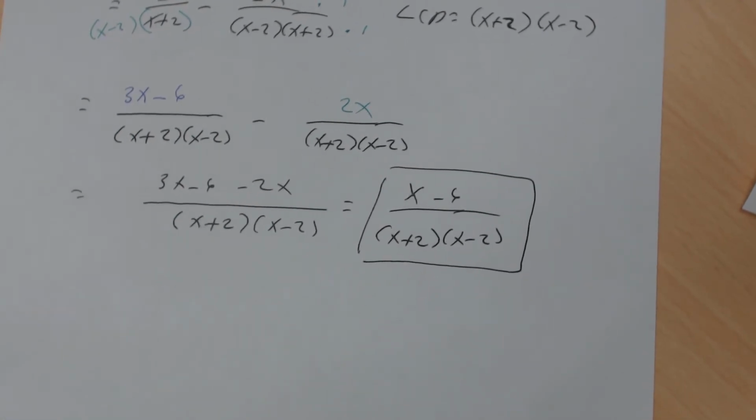That was number 4. All right, number 5. Let's go to number 5. All right, number 5, you have, let's see.